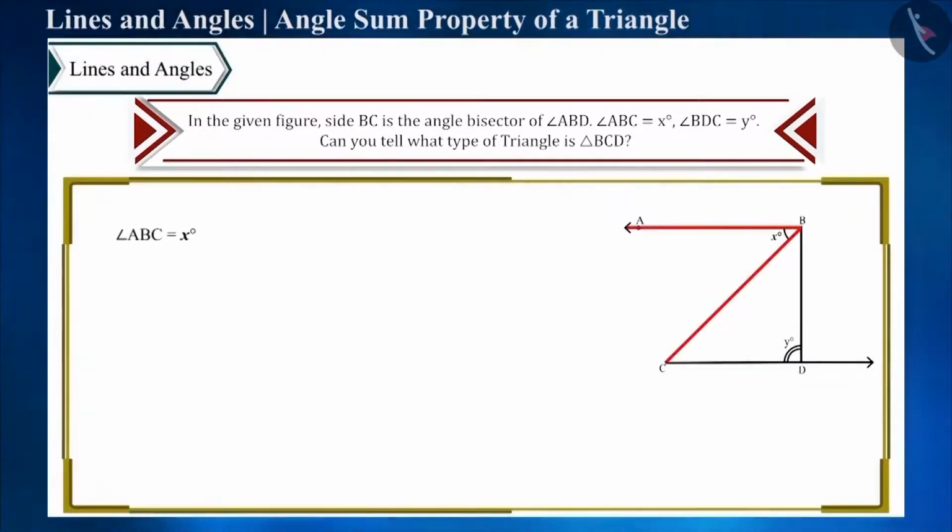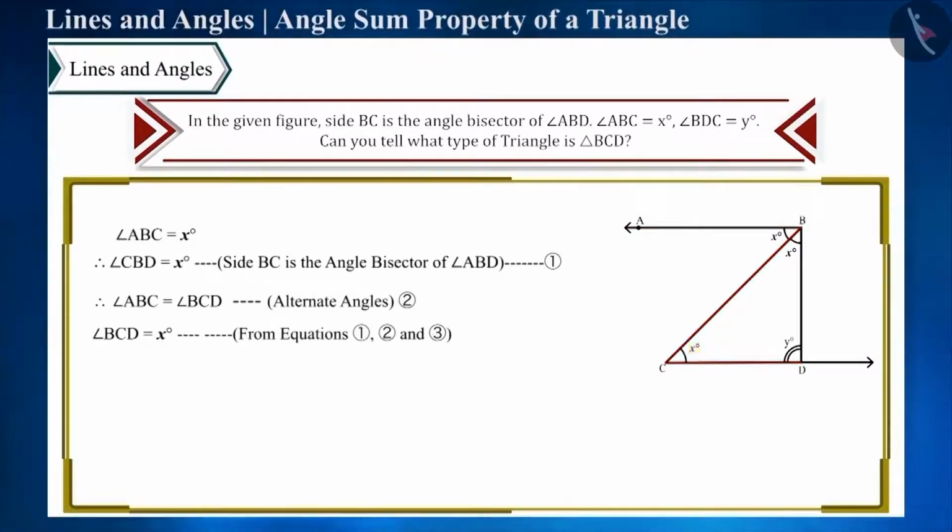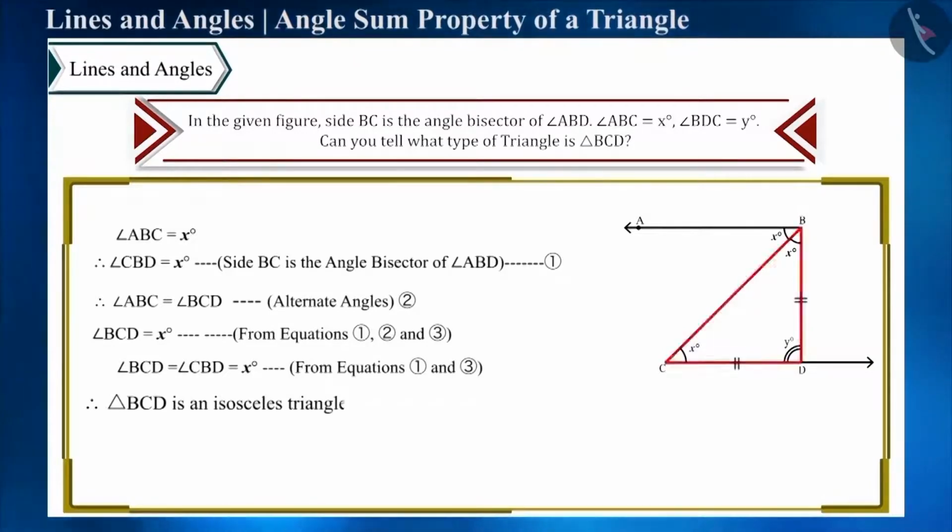Friends, as angle ABC is x degrees, so angle CBD will also be x degrees, because side BC is the angle bisector of angle ABD. Angle ABC is equal to angle BCD as they are alternate angles. Thus, angle BCD is also an angle of x degrees. And angle BCD is equal to angle CBD is equal to x degrees. That is, triangle BCD is an isosceles triangle.